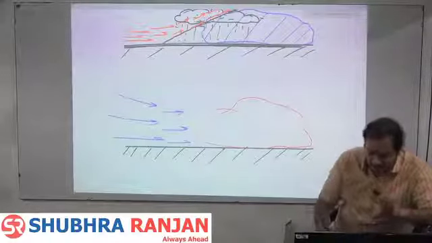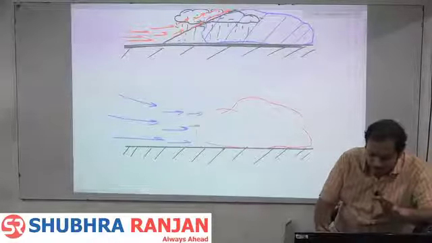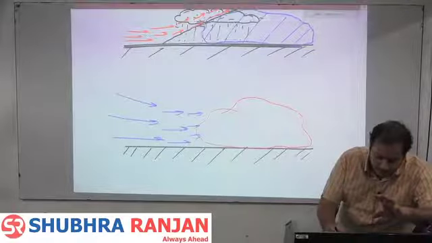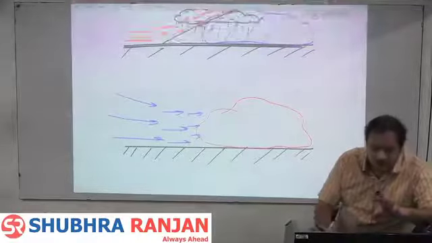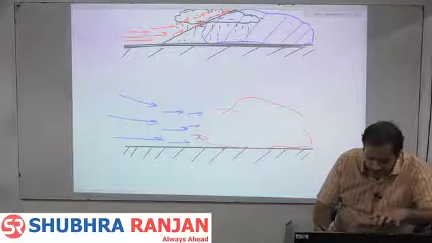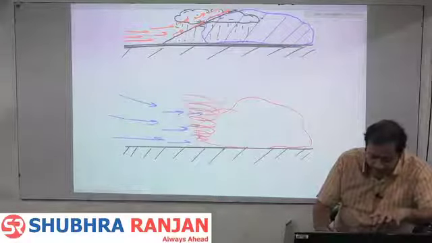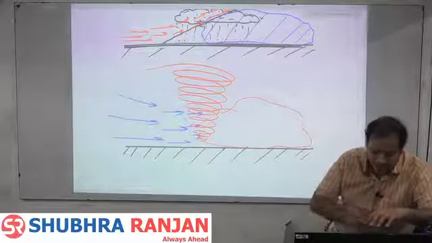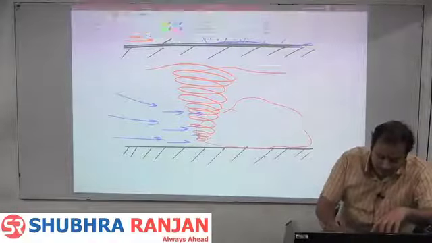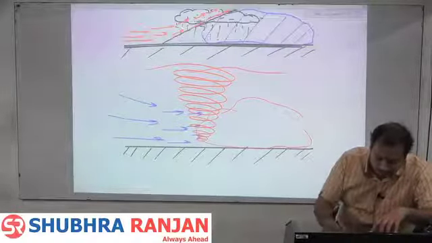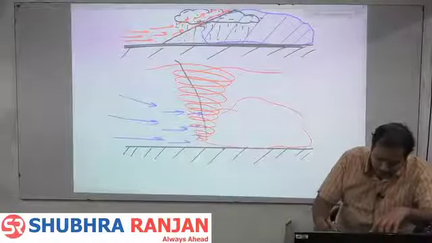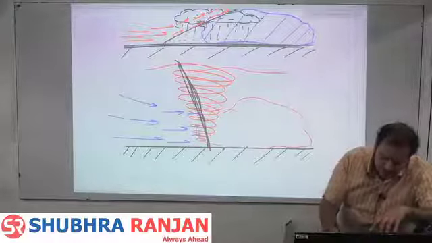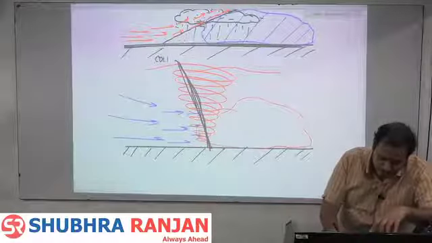And at the point where the cold air and the warm air touch each other, it will take the warm air and throw it upwards, vertically. Not gently, it will throw it upwards vertically, resulting into formation of a very steep boundary. And this steep boundary is what is known as a cold front.